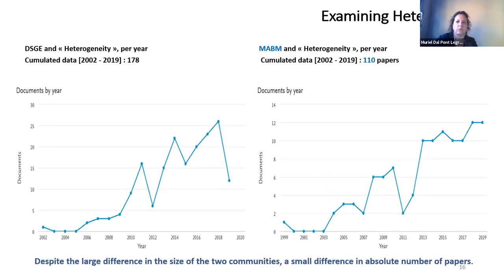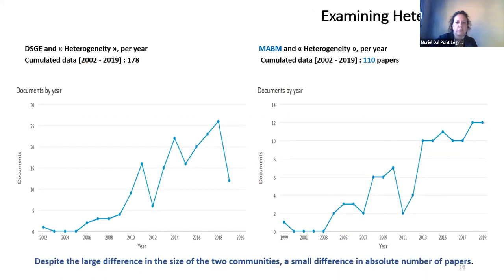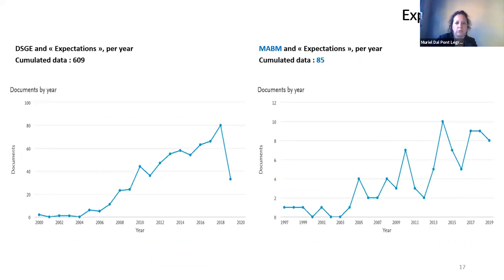Sorry, I went too quickly. So this is true for the financial sphere. This is true for heterogeneity. They start much before the crisis. And this is true also for introducing a more elaborate theory of expectation in the model, with heterogeneity of the agents and so on, and incomplete information set.